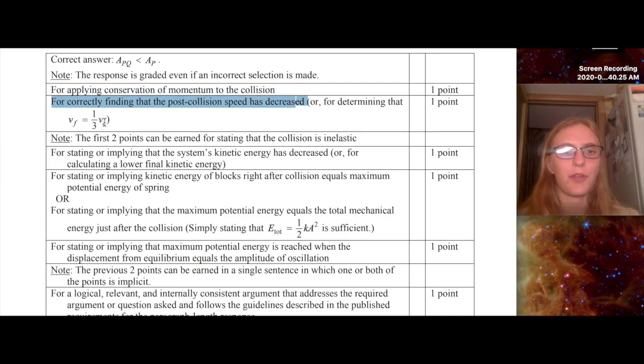In my opinion, when you're in a time crunch, personally, I wouldn't prefer those calculations, but I mean, if you like math, you can do it. But really, all you have to say is that the post-collision speed, so after the collision happens, the speed of the blocks goes down. That's all you have to say.